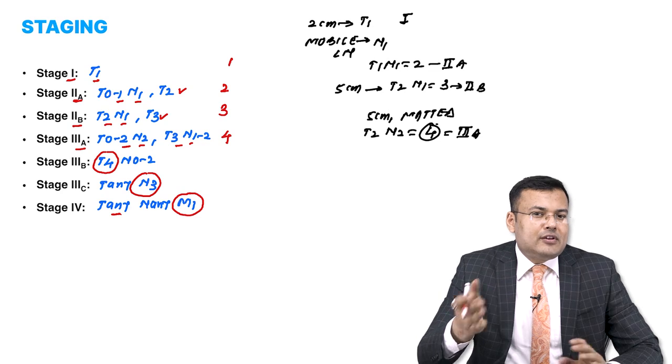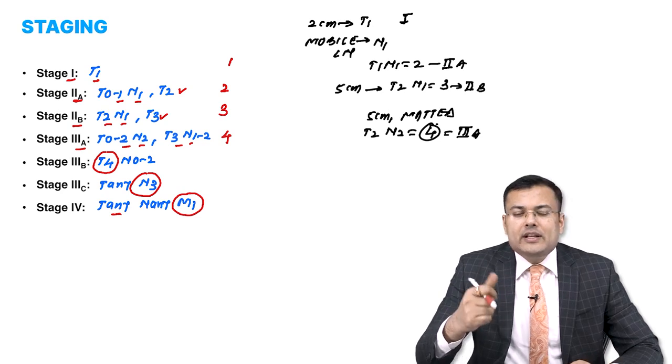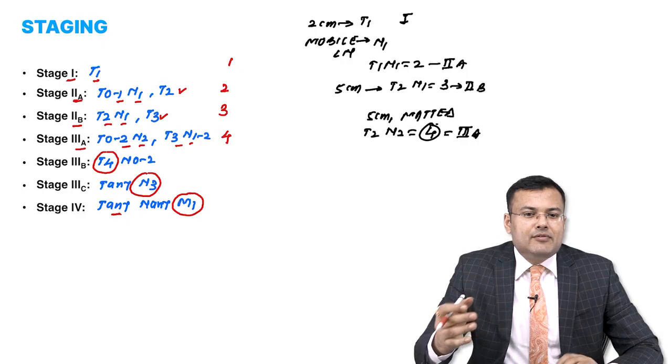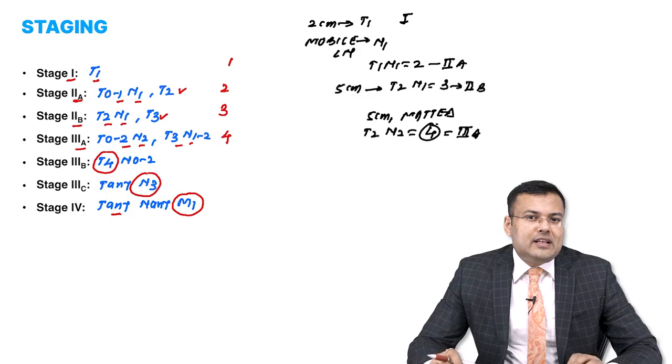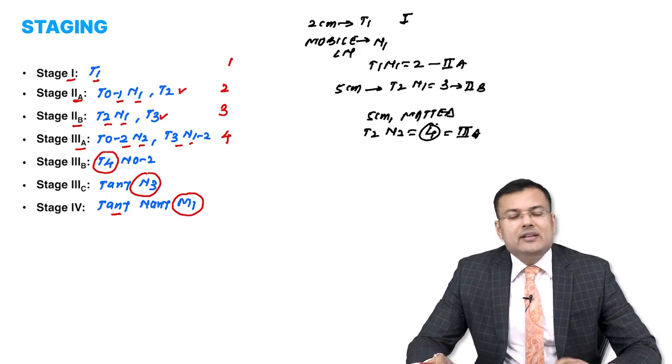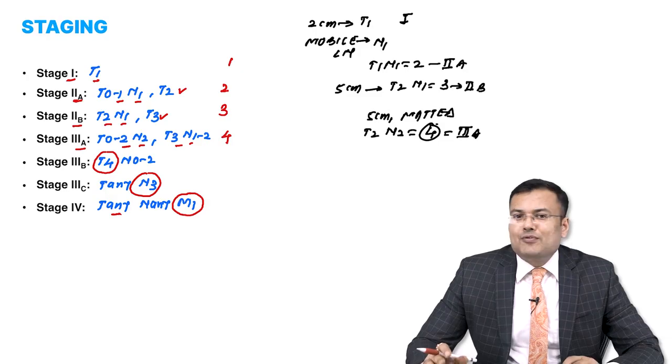So I'm repeating again. For stage 1 the number is 1. For 2A it is 2. For 2B it is 3. For 3A it is 4. And how to remember 3B? T4 is there, it's 3B. N3 is there, it is 3C. And M1 is there, it is 4.